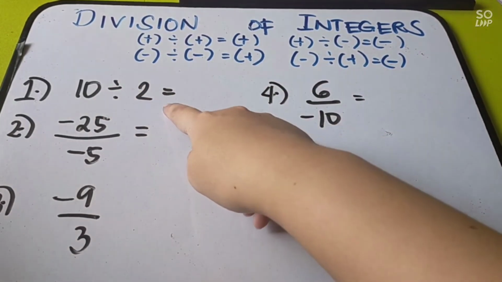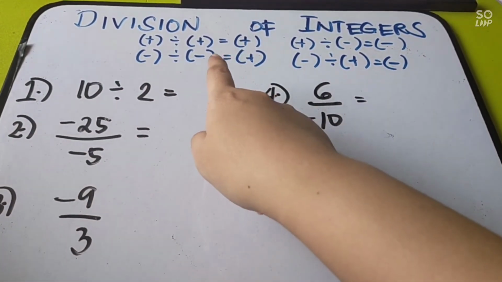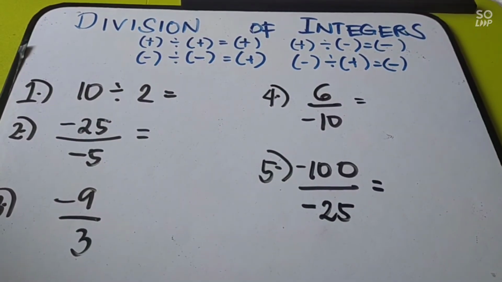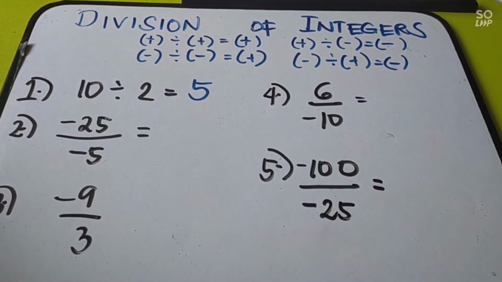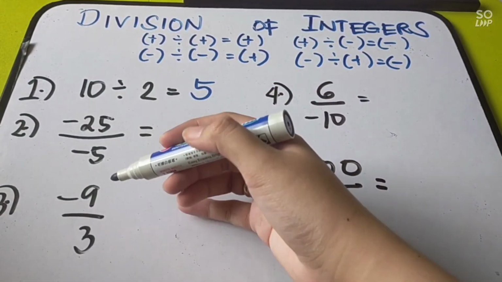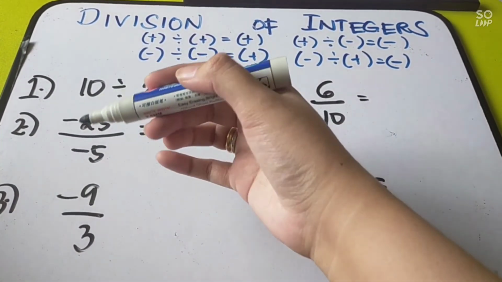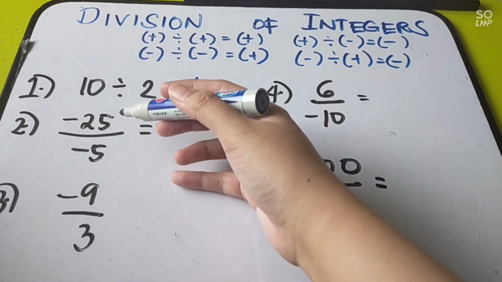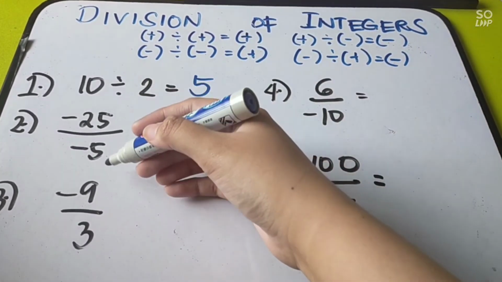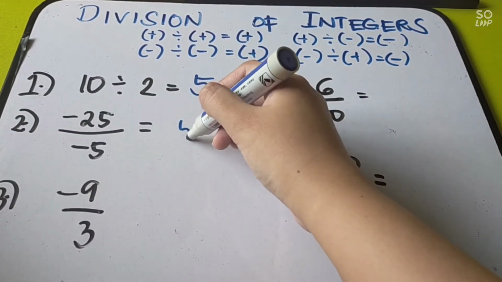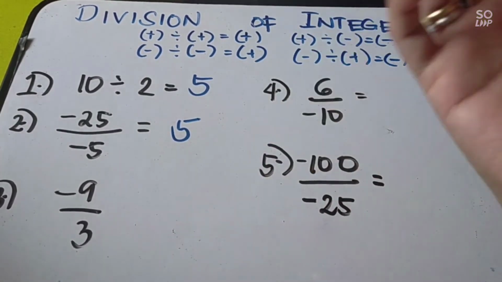10 divided by 2. 10 divided by 2, they are both positive. Therefore, your answer is positive 5. Ganun lang kasimple. Next tayo, number 2. Negative 25 divided by negative 5. So, they are both negative. Therefore, your answer should be positive. So, 25 divide 5, the answer is 5. That is it. Positive pa rin.